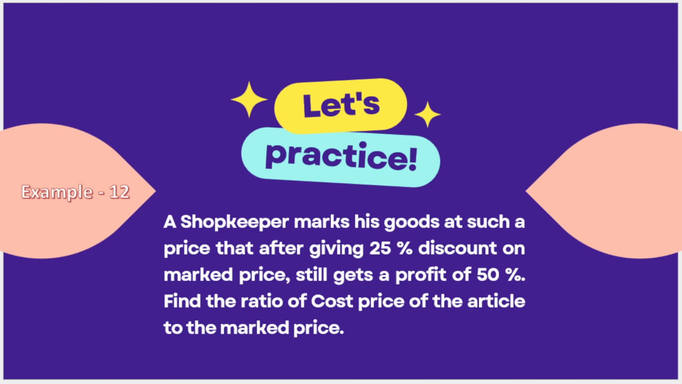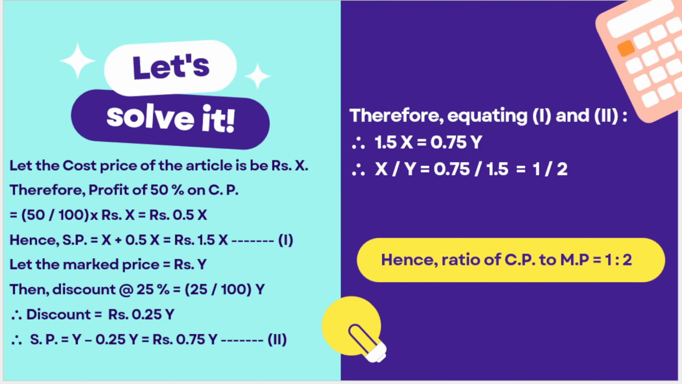It is given that a shopkeeper marks his goods at such a price that after giving 25% discount on marked price, still gets a profit of 50%. Then we have to find the ratio of cost price of the article to the marked price. Let us try to solve this example number 12. Solution to example 12. Let the cost price of the article be rupees x.